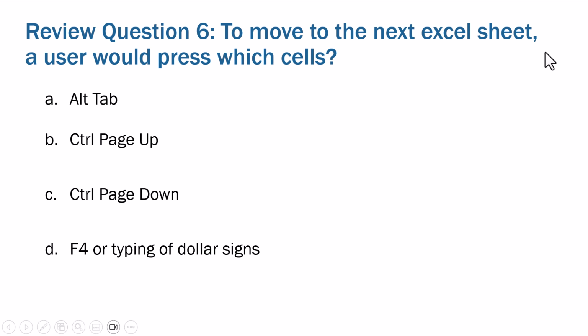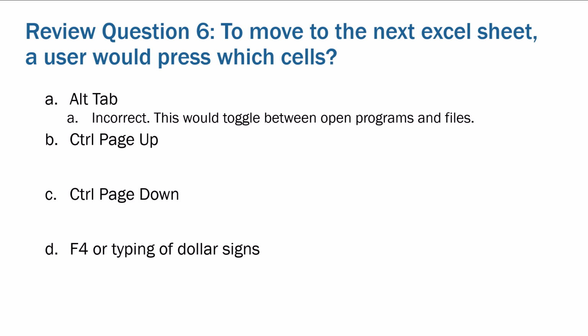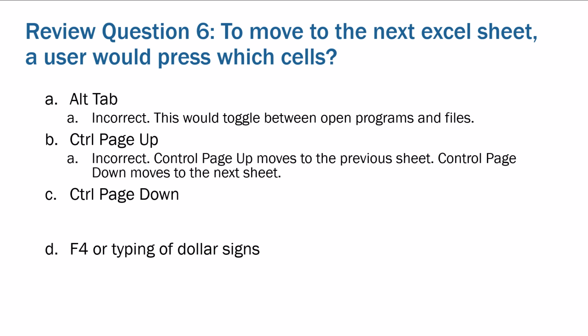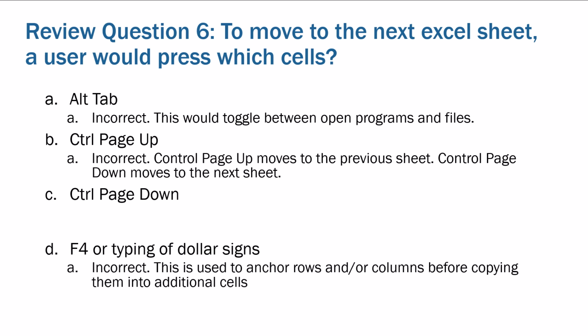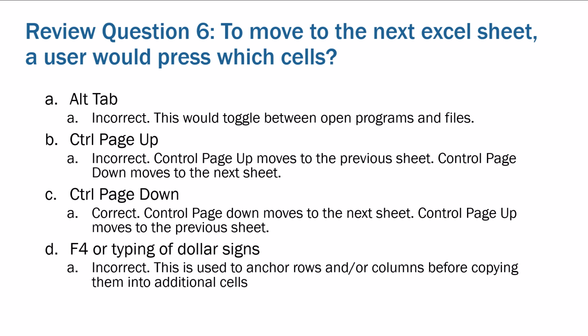Review question 6, just a couple of review questions as we wrap up what we did here. To move to the next Excel sheet, a user would press which keys? So if you're looking at this, which keys would a user press to get to the next Excel sheet within the same file? Well, it's not going to be Alt Tab. That's going to toggle between open programs and files. It's not going to be Control Page Up. That would go to the previous sheet. It's not going to be F4 or just typing in those dollar signs. That's going to be the lockdown or the anchor feature. It is Control Page Down to get to the next Excel sheet.